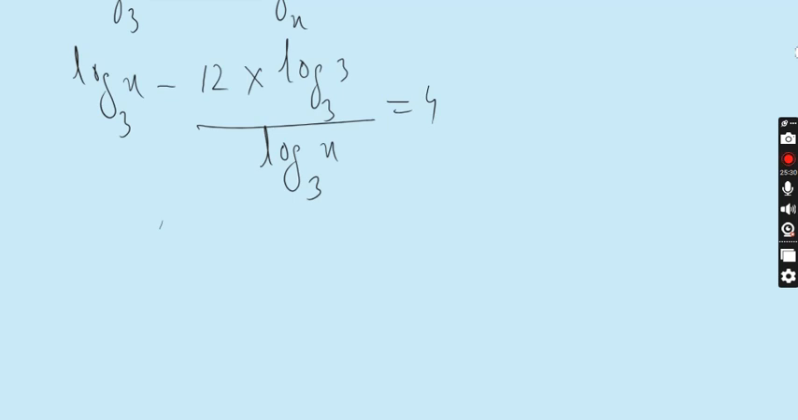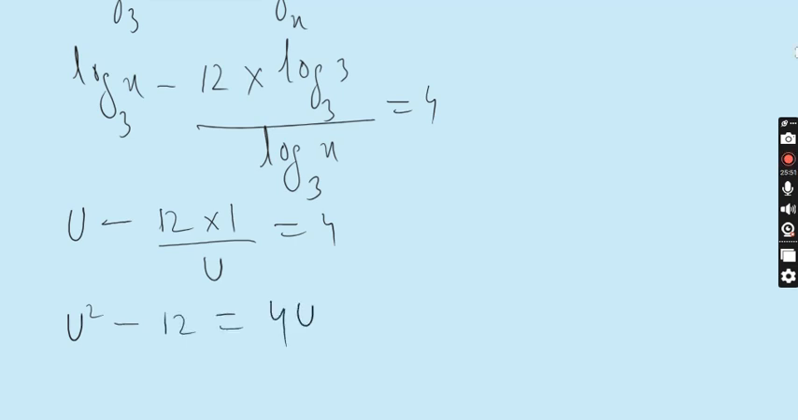Now according to the question, put log base 3 of x as u. So u minus 12 over u is equal to 4, since log base 3 of 3 is 1. Taking the LCM, u squared minus 12, and 1 times 4 is 4u. So u squared minus 4u minus 12 is equal to 0.